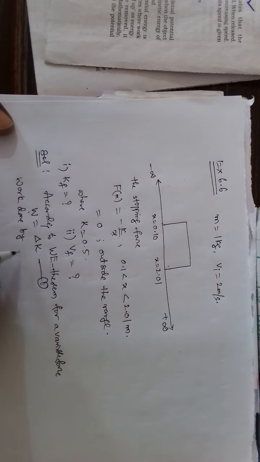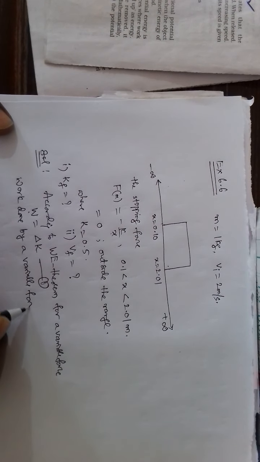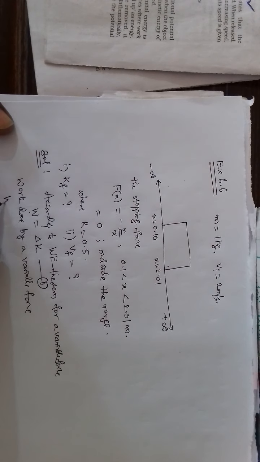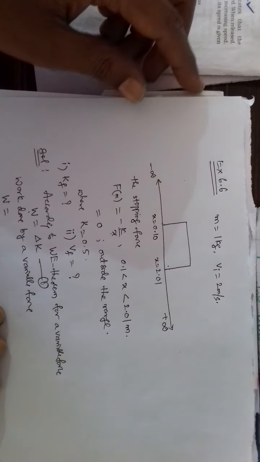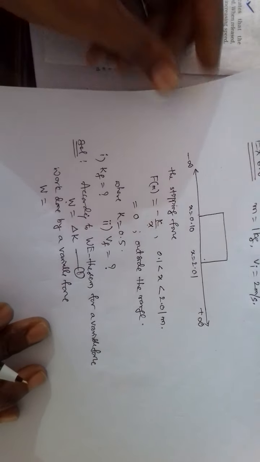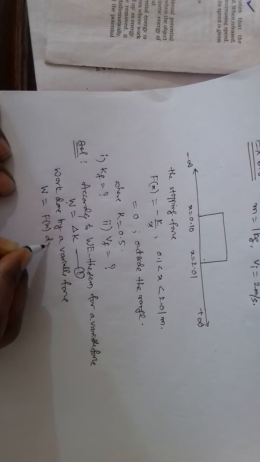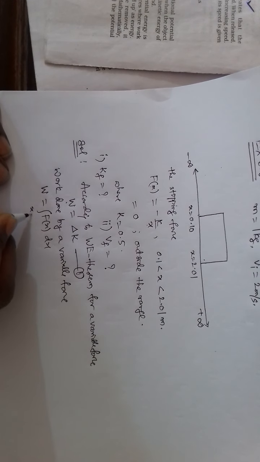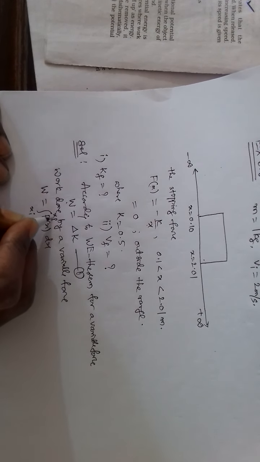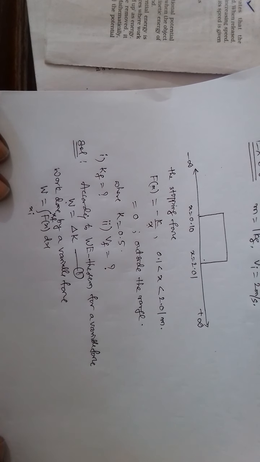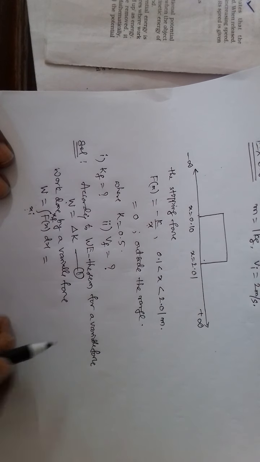Work done by a variable force. W is equal to work done by a variable force. W is equal to the integral of f of x dx from xi to xf. In this way it is defined. Now here these are the limits, lower limit, upper limit.